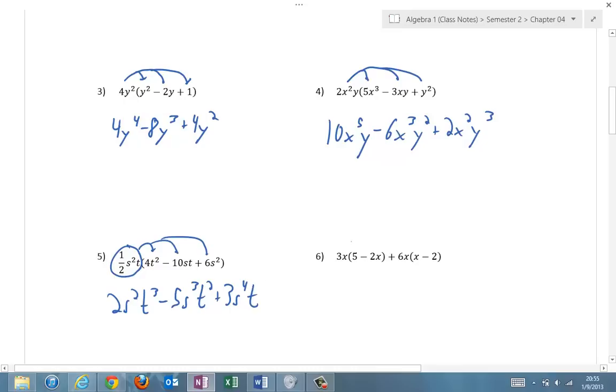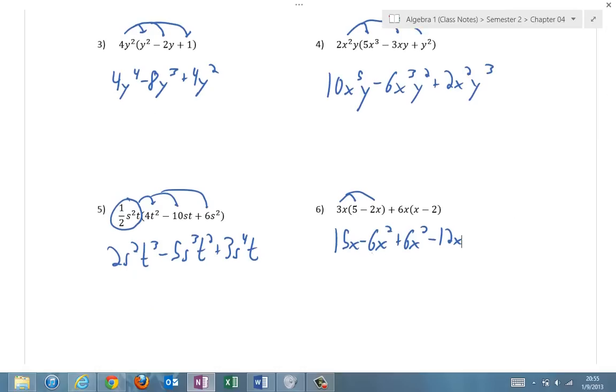Multiplication here, we've got two distributive properties going on. Those multiply to become 15x minus 6x squared. Then we have plus 6x squared minus 12x. Now we've got some like terms that we can add. The 15x and the 12x can add to become 3x. And the negative 6x squared plus 6x squared drop out because they add to become 0. So we're just left with 3x.